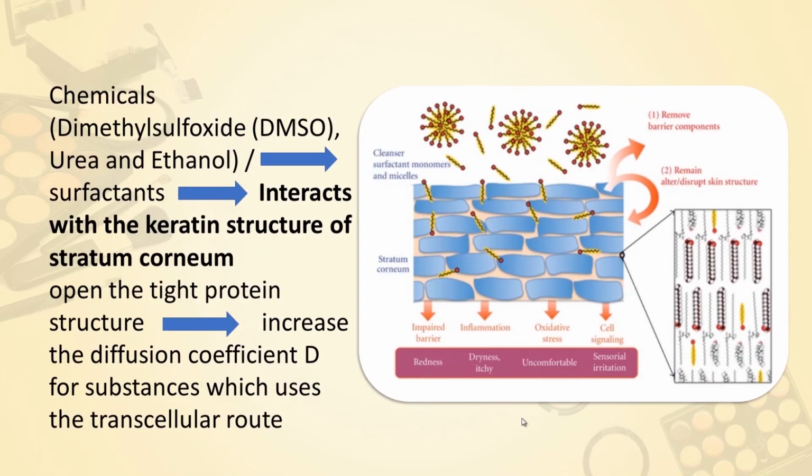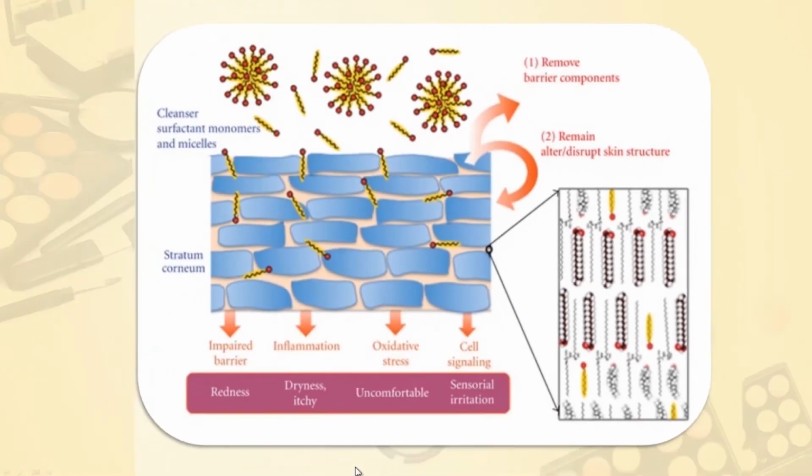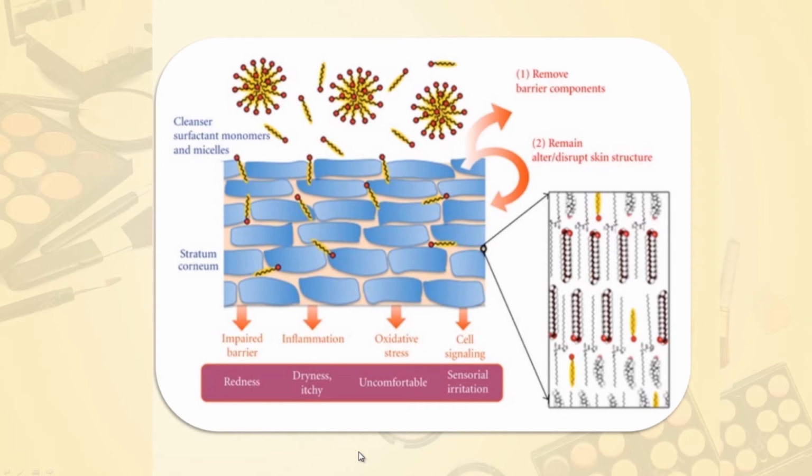If we use chemical means of enhancing, the chemicals interact with the keratin structure in the stratum corneum and open the tight protein structure. This leads to an increase in the diffusion coefficient, that is D, for substances which use the transcellular route. For example, surfactants, dimethyl sulfoxide (DMSO), urea and ethanol can be used.